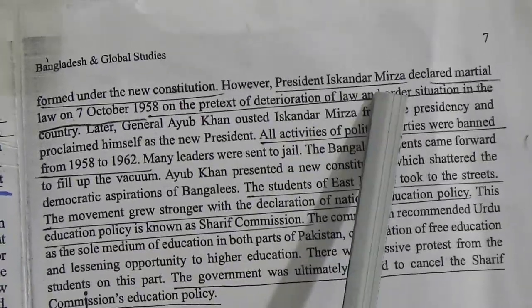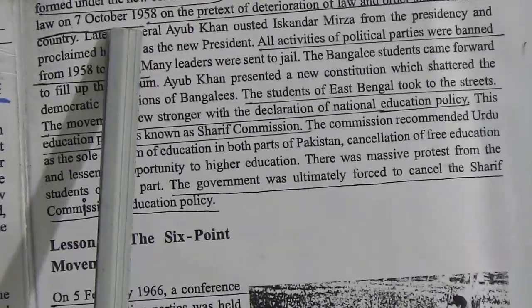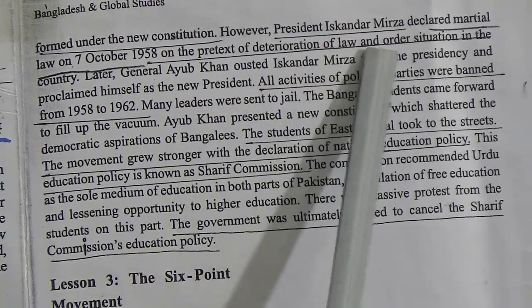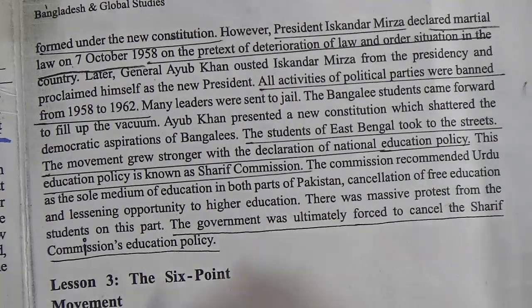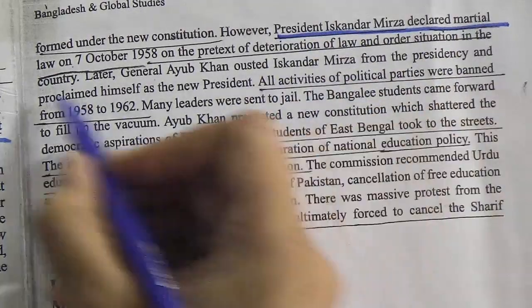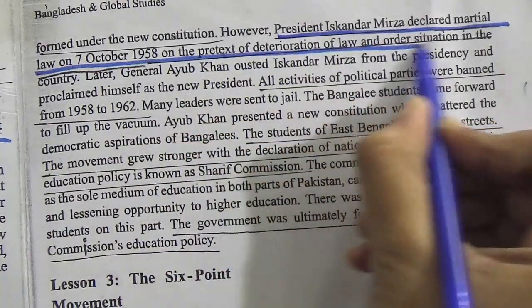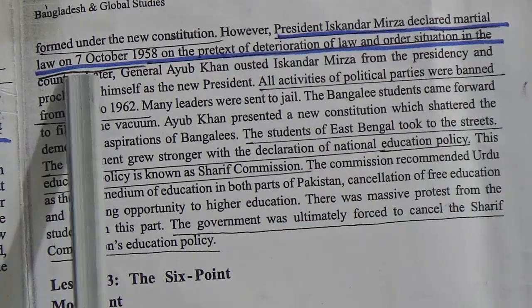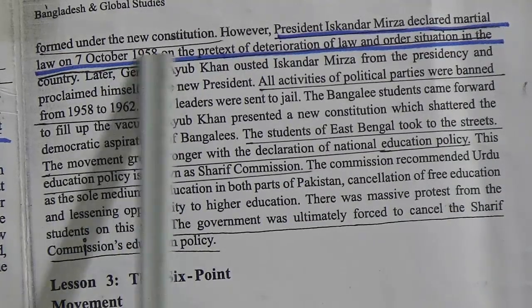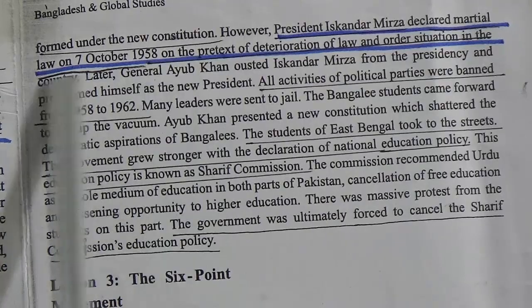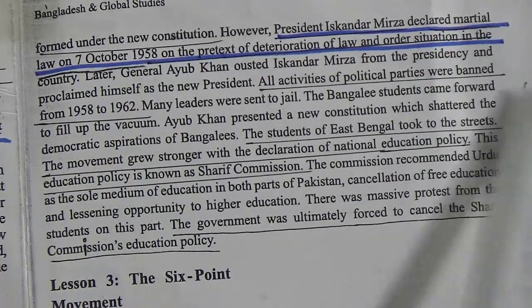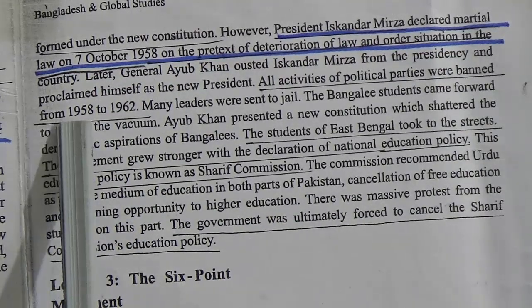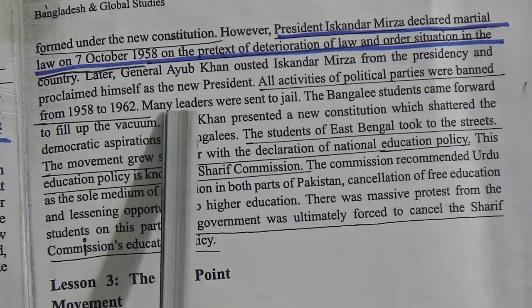However, President Iskandar Mirza declared martial law on 7 October 1958, citing the deterioration of the law and order situation in the country. So, who declared martial law at first? President Iskandar Mirza. When was martial law declared? 7 October 1958. All activities of political parties were banned from 1958 to 1962.